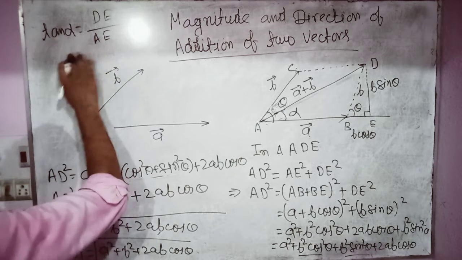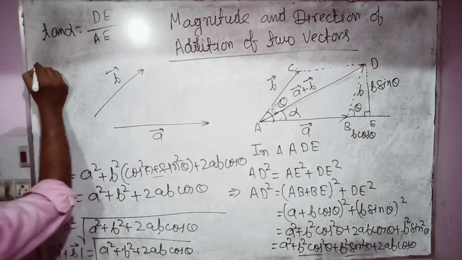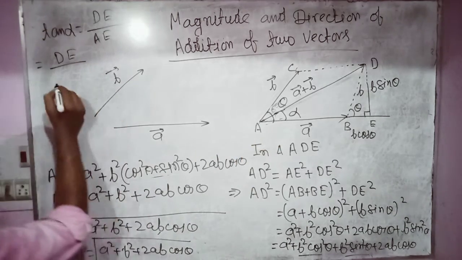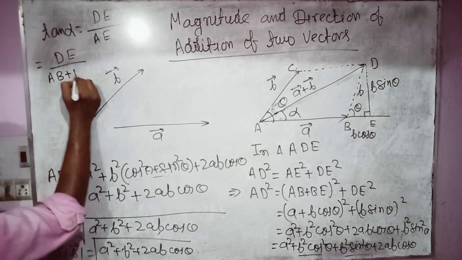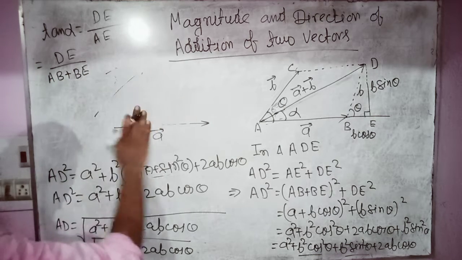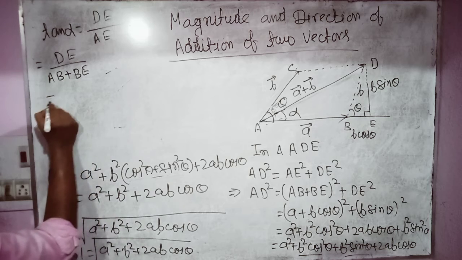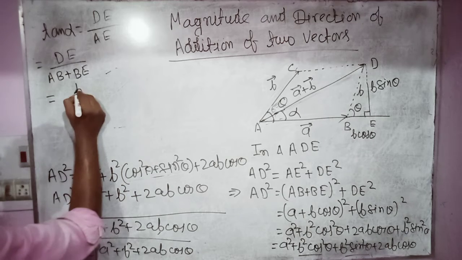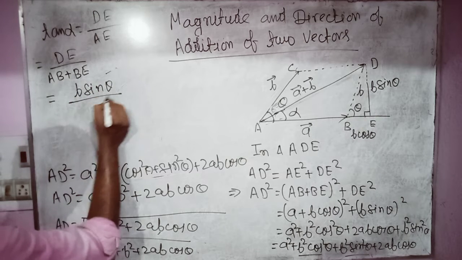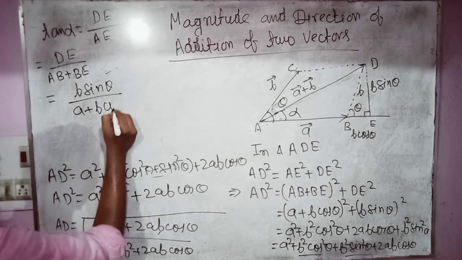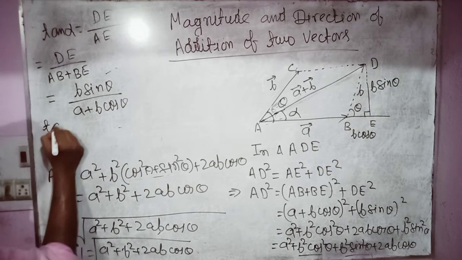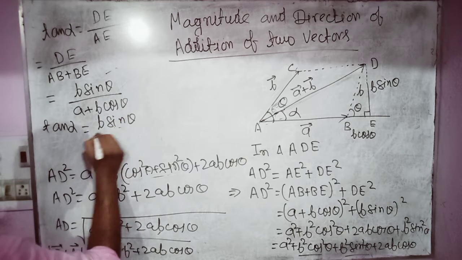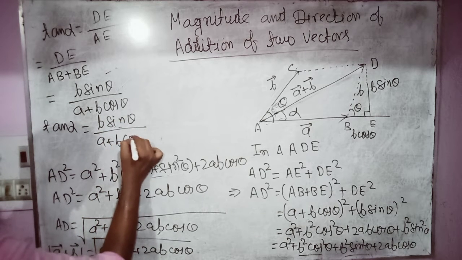DE by AE can be written as DE is B sin theta, and AE is A plus B cos theta. So tan alpha is equal to B sin theta by A plus B cos theta.